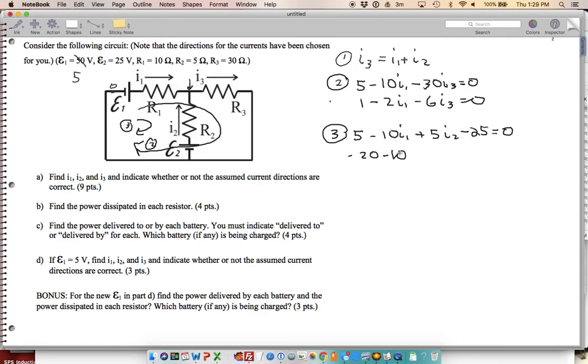Minus 20 minus 10 I1 plus 5 I2 equals 0. And now we can simplify, we can factor, so this is going to be minus 4 minus 2 I1 plus I2 equals 0. I'm going to check my notes just to make sure.